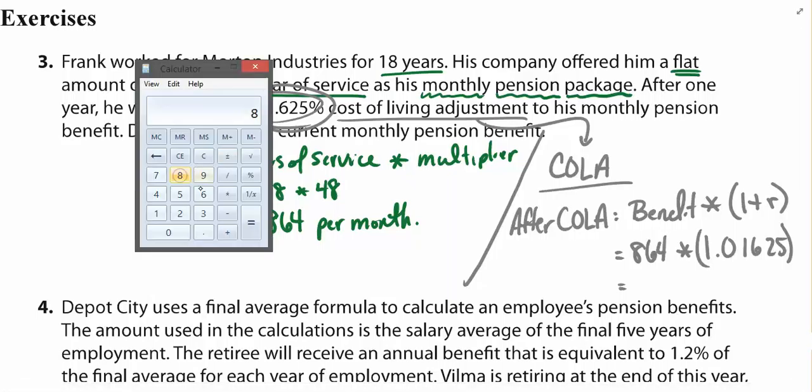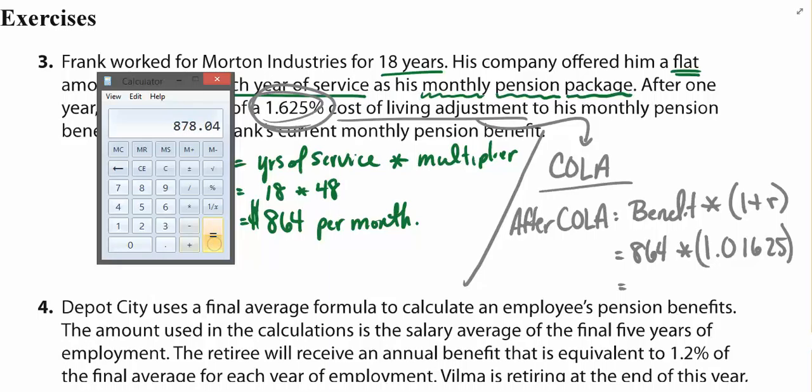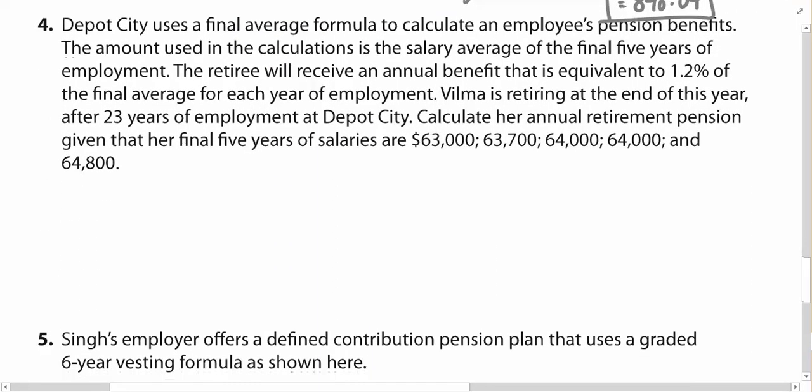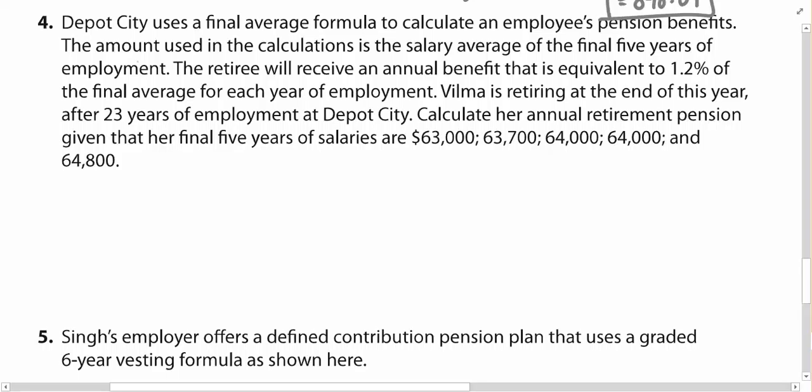And it looks like 864 times 1.01625 is equal to 878.04. After the cost of living adjustment, he's now going to receive $878.04 per month.